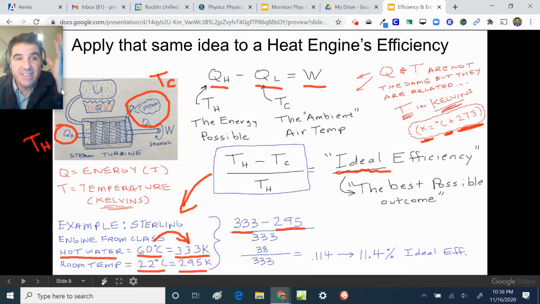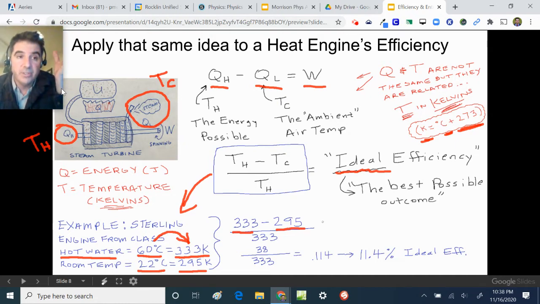So the best I could have done with that Stirling heat engine was 333 minus 295 gives me 38, and 38 out of 333. That's the best I could have possibly done that day. That is 11.4 percent, my ideal efficiency. So right off the bat, how could I make this 100% efficiency?